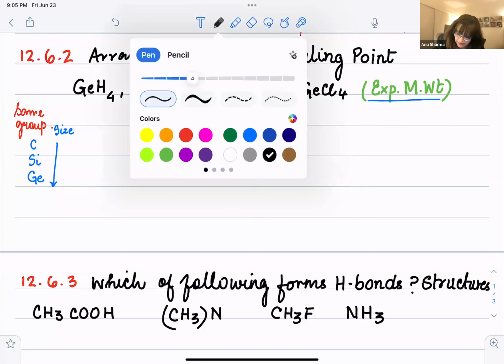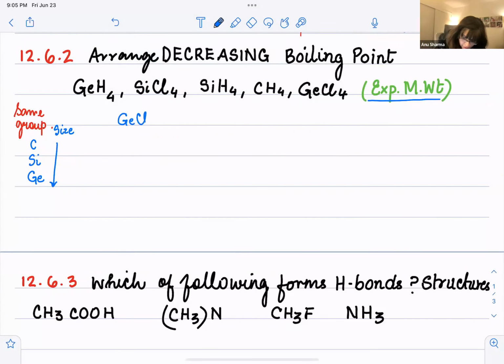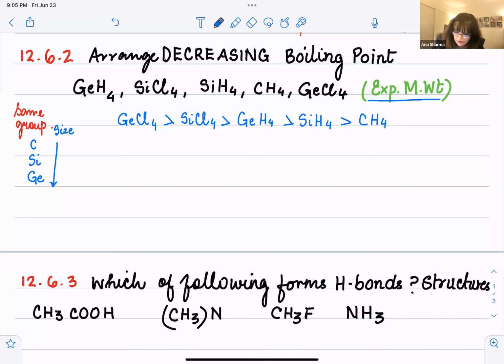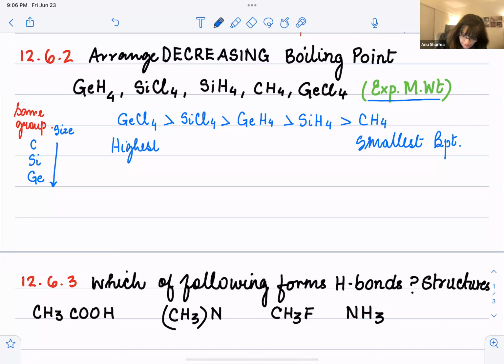So let's write this down here. GeCl4 is the highest. After that comes SiCl4. After that comes GeH4. After that comes SiH4. You don't have to calculate, and then comes the CH4. So this is the smallest boiling point. This has the smallest boiling point. And this is a solid, so this will have the highest boiling point.